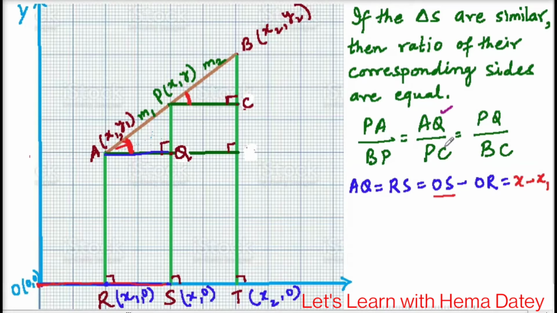After AQ, we will find out PC. PC is equal to ST and ST is equal to OT minus OS. OT is the distance from y-axis which is x2 and OS is also distance from y-axis, that is x.